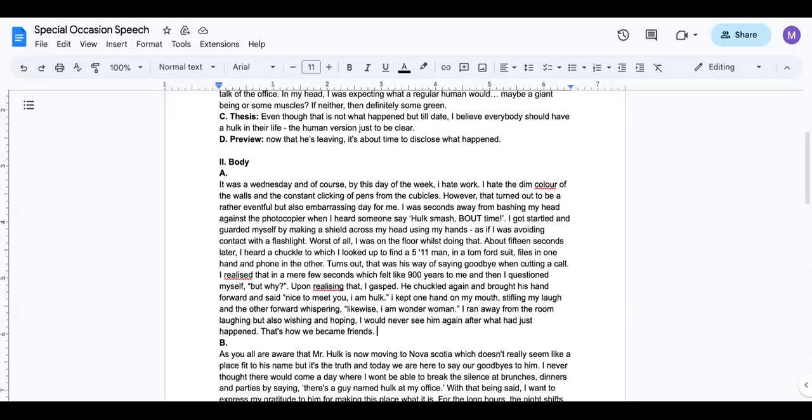About 15 seconds later, I heard a chuckle, to which I looked up to find a 5'11 man in a Tom Ford suit, files in one hand and phone in the other. Turns out that was his way of saying goodbye when cutting a call. I realized that in a mere few seconds, which felt like 900 years to me, but then I questioned myself, but why? Upon realizing that, I gasped. He chuckled again and brought his hand forward and said, Nice to meet you, I am Hulk. I kept one hand on my mouth, stifling my laugh, and the other forward, whispering, Likewise, I am Wonder Woman. I ran away from the room, laughing but also wishing and hoping I would never see him again after what had just happened. That's how we became friends.